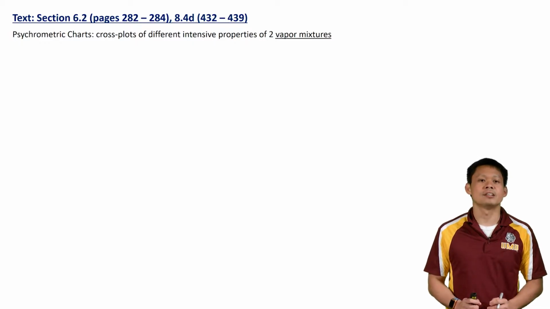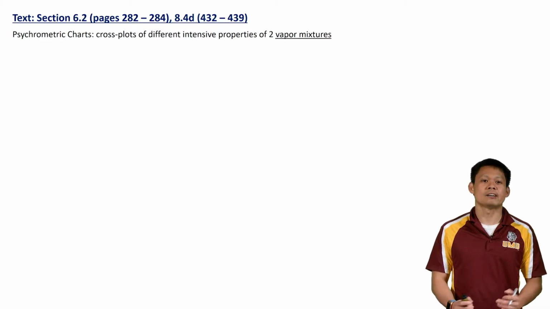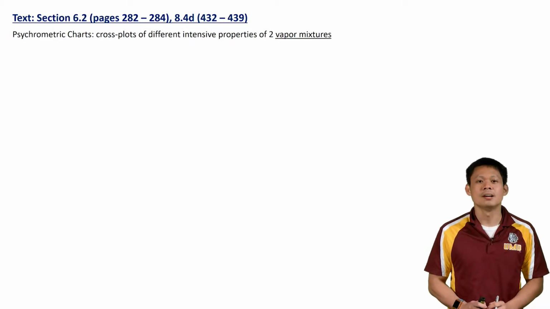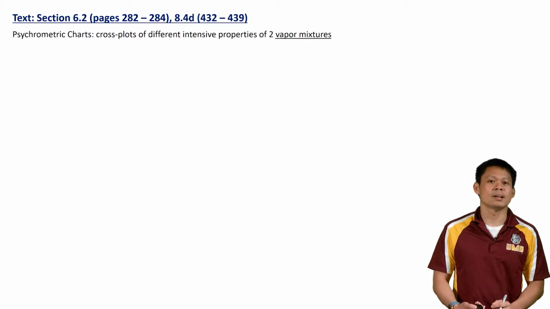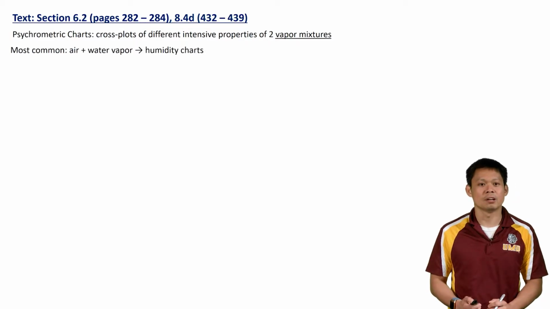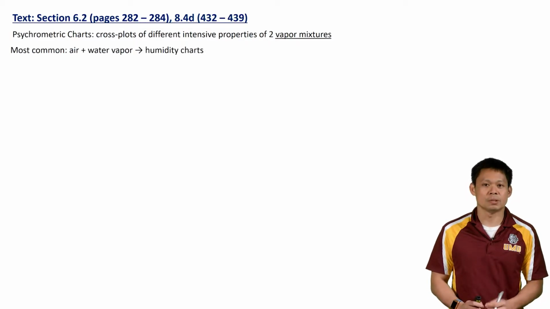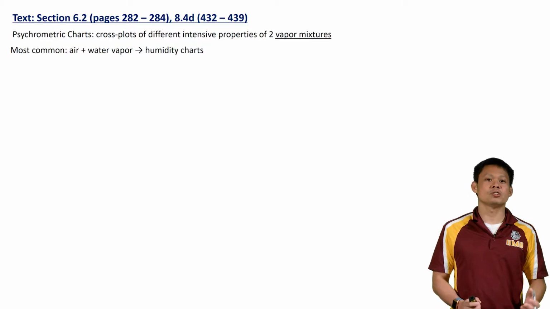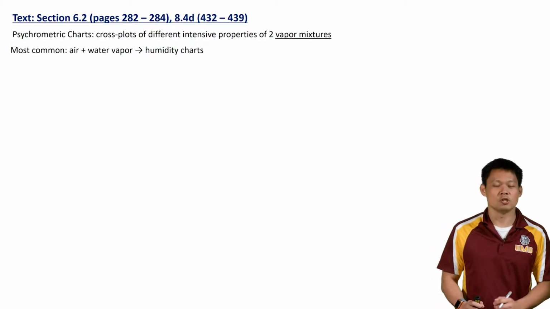So we're looking at this idea of psychrometric charts, which are cross plots of different intensive properties of two vapor mixtures. And the one that we're specifically going to look at is the most common one that we deal with a lot, which is air plus water vapor. So these are two vapor mixtures. This is a vapor mixture, and this psychrometric chart specifically is known as a humidity chart.